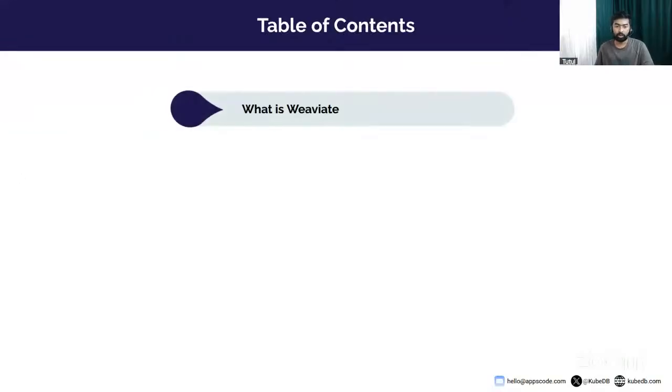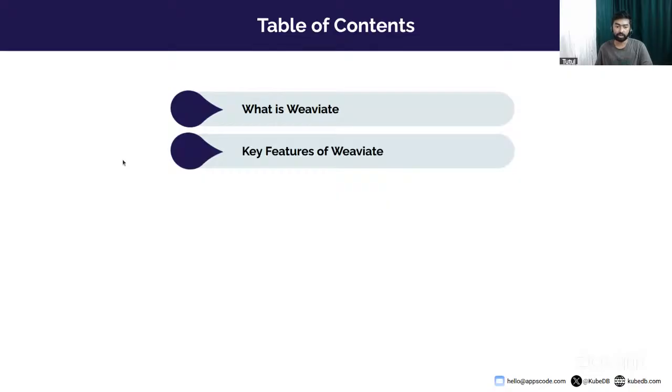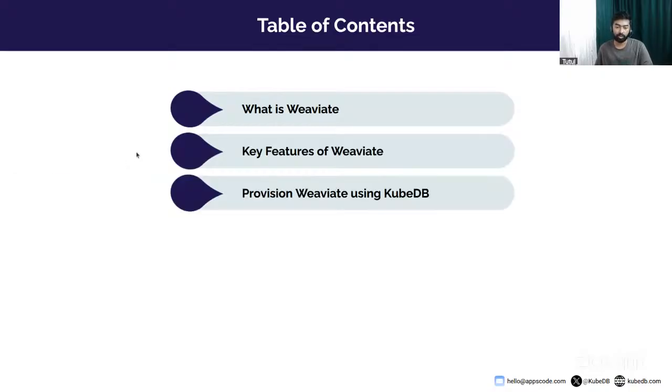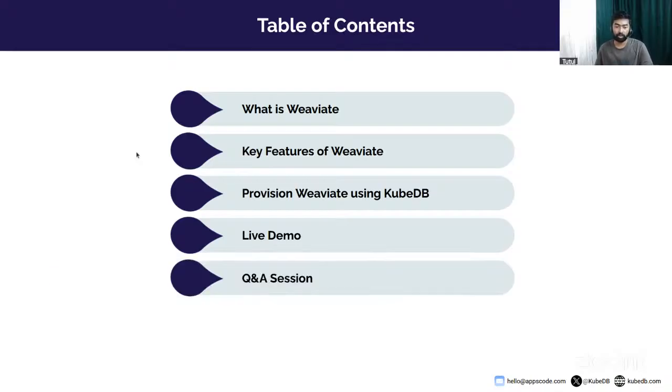Here is a quick overview of what we will cover today. First, I will briefly introduce what Weaviate is and why it is useful. Then we will look at some of its key features. After that, I will show how we can provision Weaviate easily using KubeDB on Kubernetes. Then we will follow this with a short live demo. And finally, we will wrap up with a Q&A session.